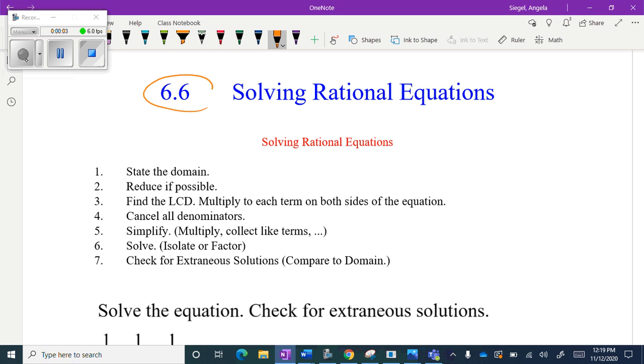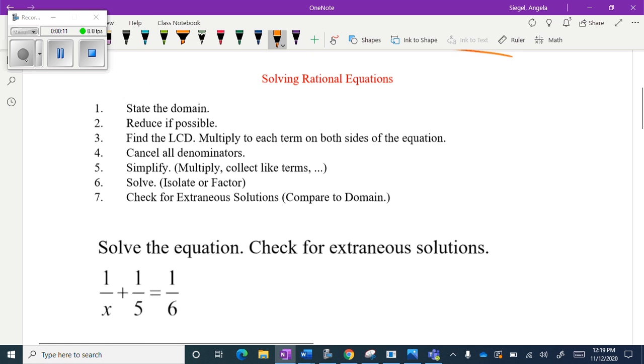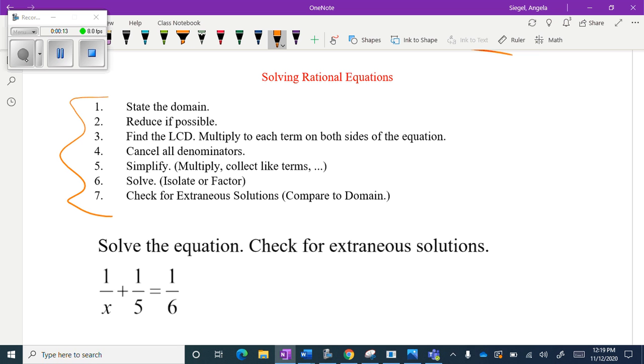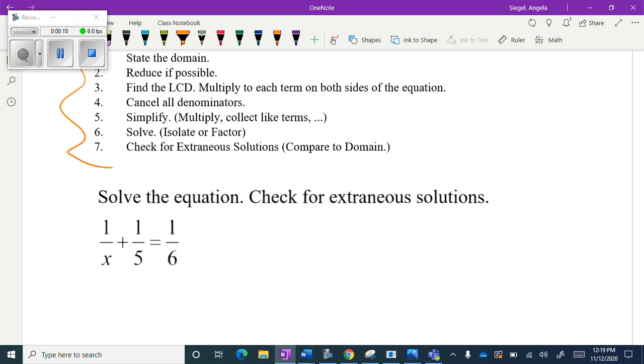Hey guys, welcome to lesson 6 of chapter 6, and we're going to be solving rational equations here. So these are some of the steps that we're going to go through, and let's go ahead and get started. So here we have fractions.